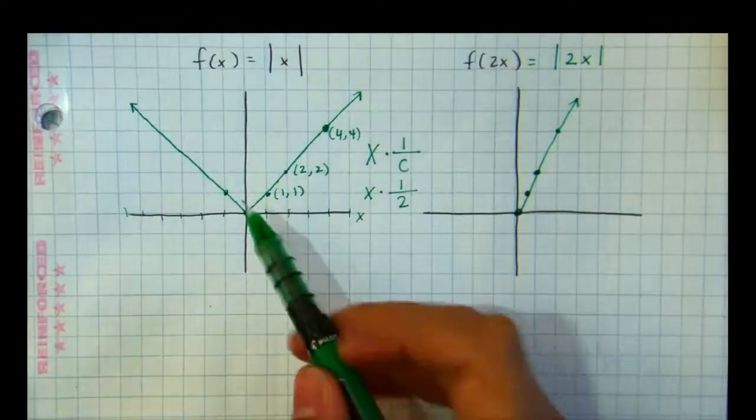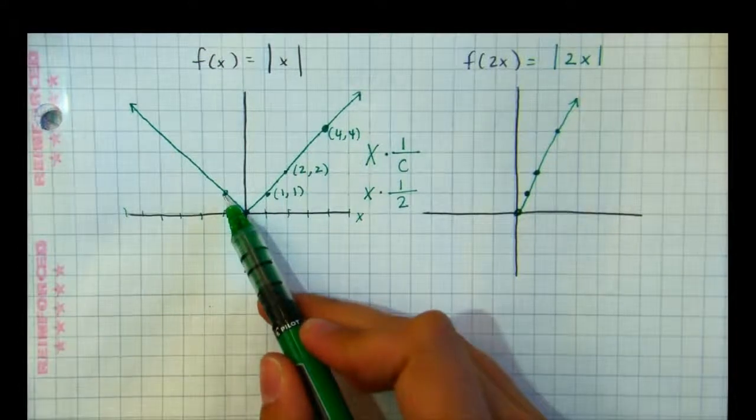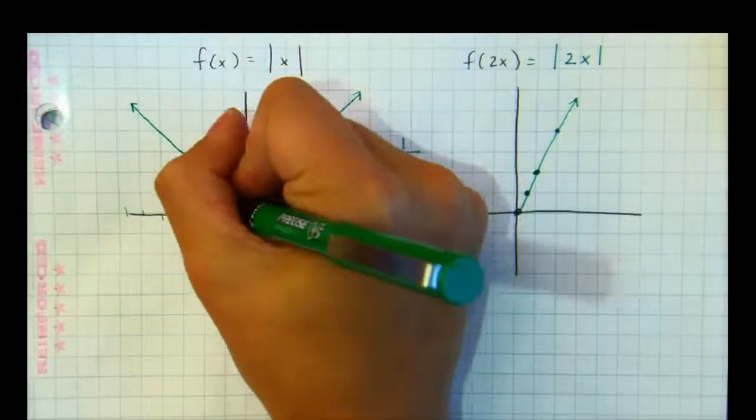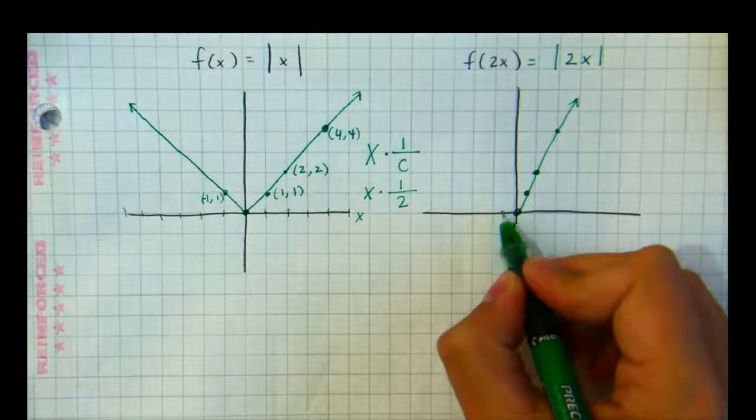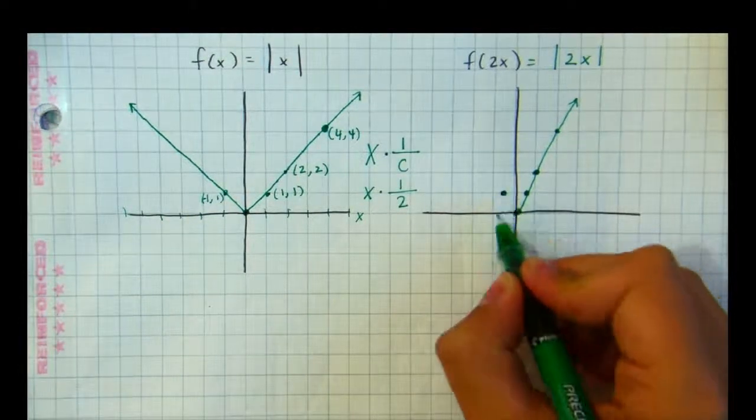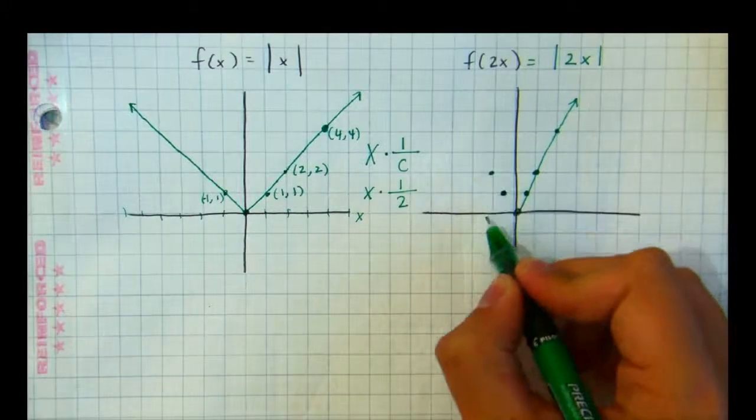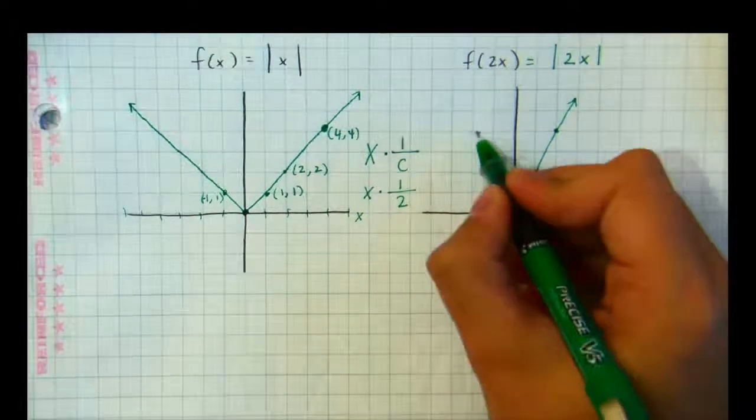If I do the same thing to the left-hand side of my graph, so I've got -1, 1. When I multiply -1 by 1/2, I'll get -1/2. My y value stays the same. This v is going to end up being symmetric.